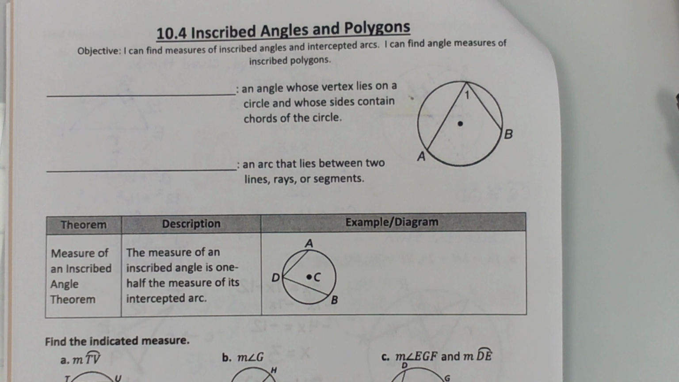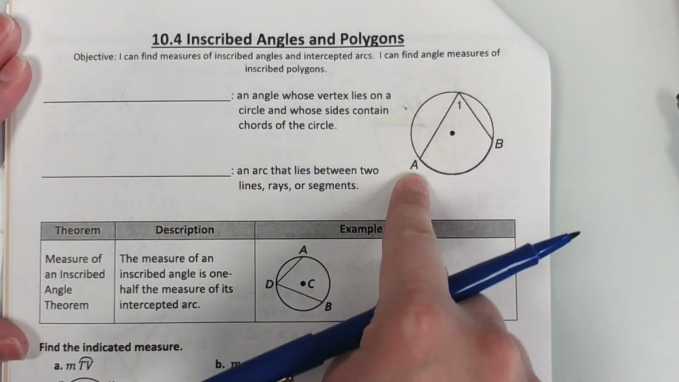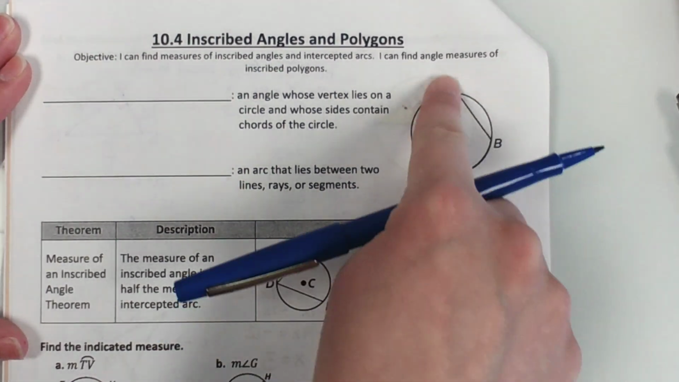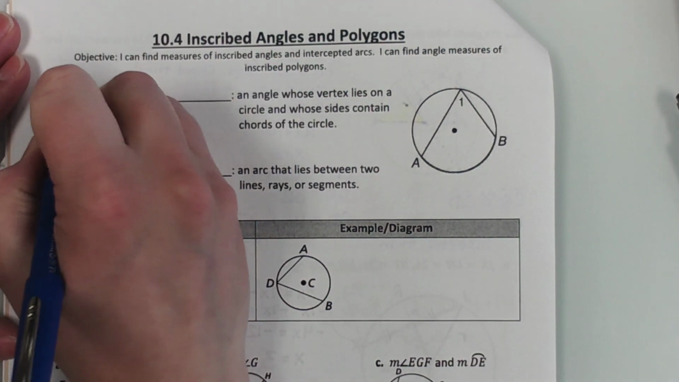Because today we're starting to introduce the relationship between arc lengths and angles that are not the central angle. Today we're talking about angles whose vertex lies on the circle and whose sides are now chords. These are known as inscribed angles.